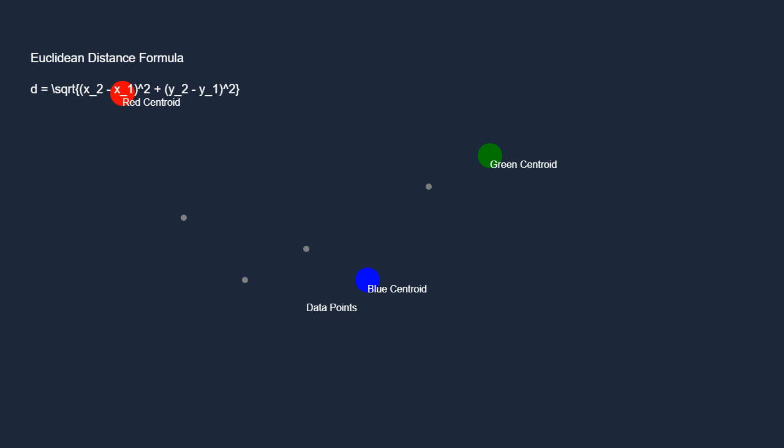So, for a single data point, the algorithm measures: how far am I from the red centroid? How far am I from the blue centroid? How far am I from the green centroid? It does this lightning-fast calculation for every single point in the entire dataset.